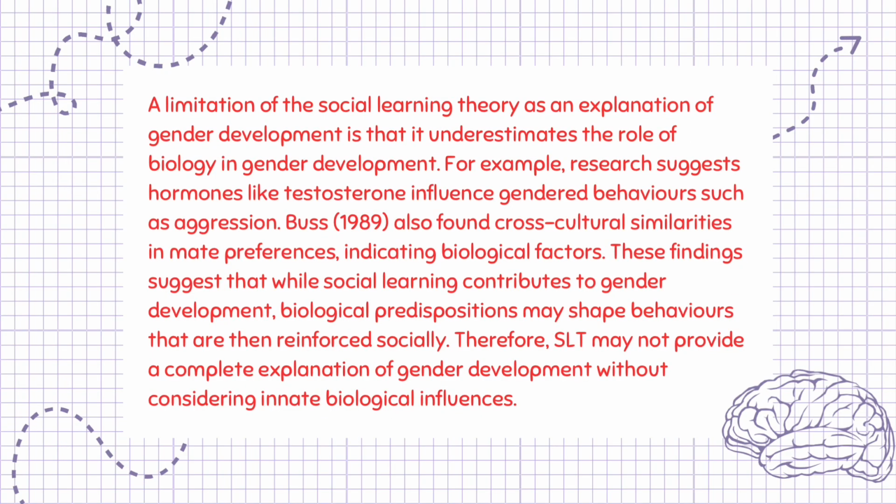A limitation of the social learning theory as an explanation of gender development is that it underestimates the role of biology in gender development. For example, research suggests hormones like testosterone influence gendered behaviors such as aggression. Buss, 1989, also found cross-cultural similarities in mate preferences, indicating biological factors. These findings suggest that while social learning contributes to gender development, biological predispositions may shape behaviors that are then reinforced socially. Therefore, SLT may not provide a complete explanation of gender development without considering innate biological influences.